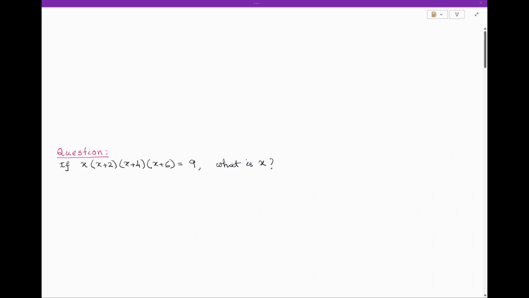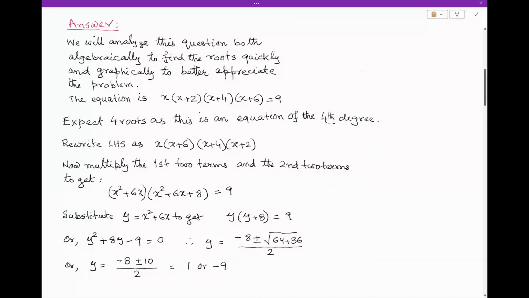If x multiplied by x plus 2 multiplied by x plus 4 multiplied by x plus 6 is equal to 6, what is x? We will analyze this equation both algebraically to find the roots quickly and graphically to better appreciate the problem.